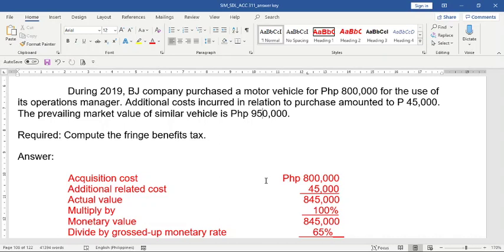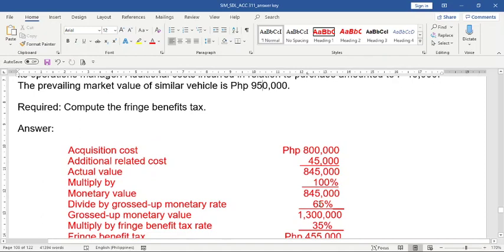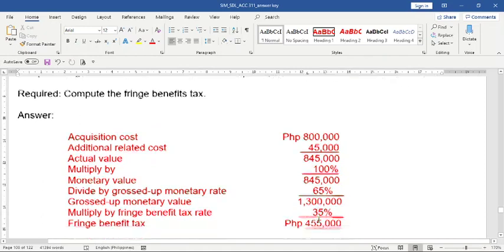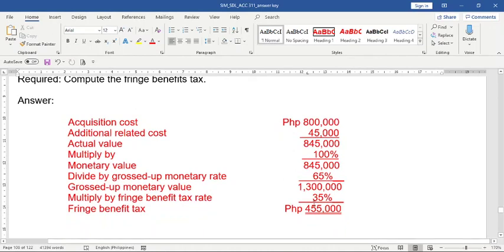This is a personal property. When we say personal property, you can move the property, it's movable. So we base on the acquisition cost and additional cost. This is the actual value. There is transfer of ownership to the employee, so 100% of it. And then, the same, you get first the gross up monetary value before you multiply it with the FBT rate.